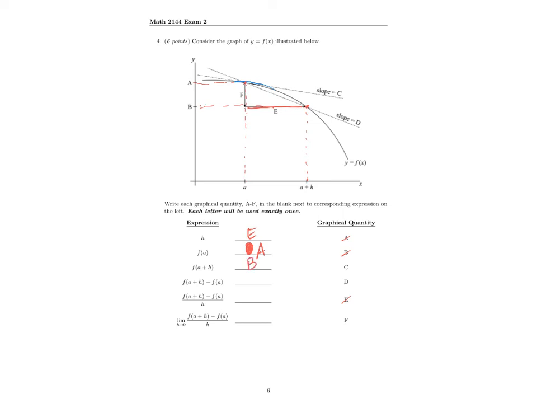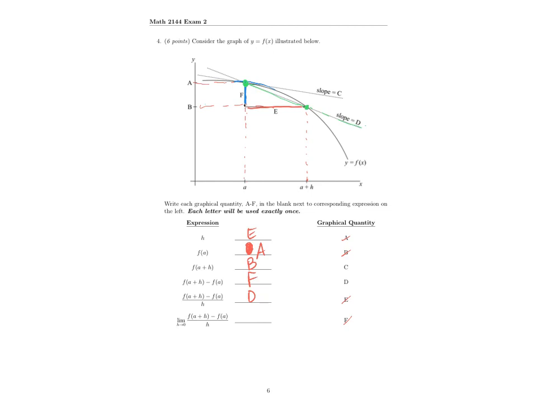There we go. And f of A plus H minus f of A, that's going to be this distance between those two y values. And that is labeled F. F of A plus H minus f of A over H, that's going to be the slope between this point and that point. So the slope of that line, and that is labeled D.